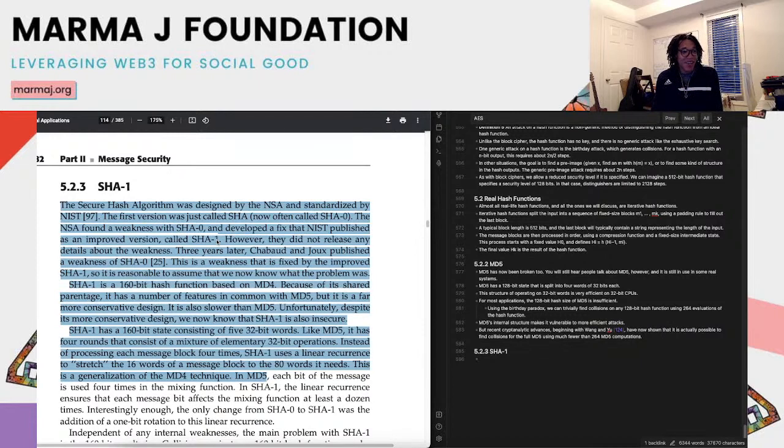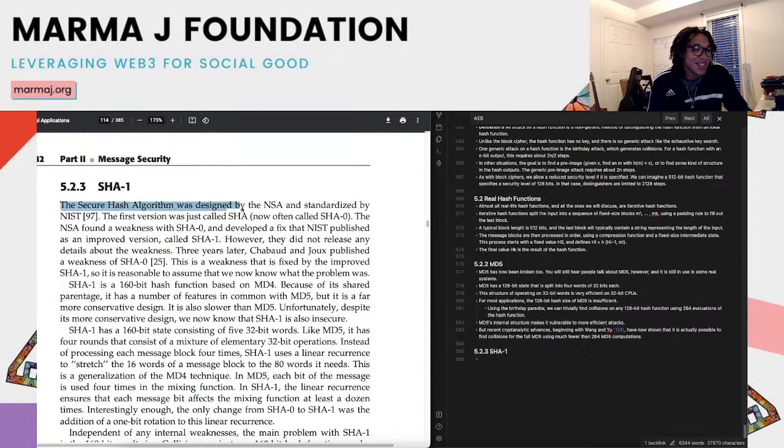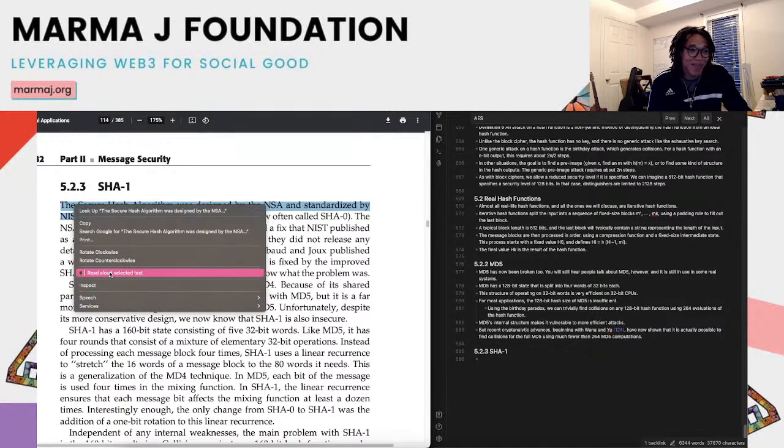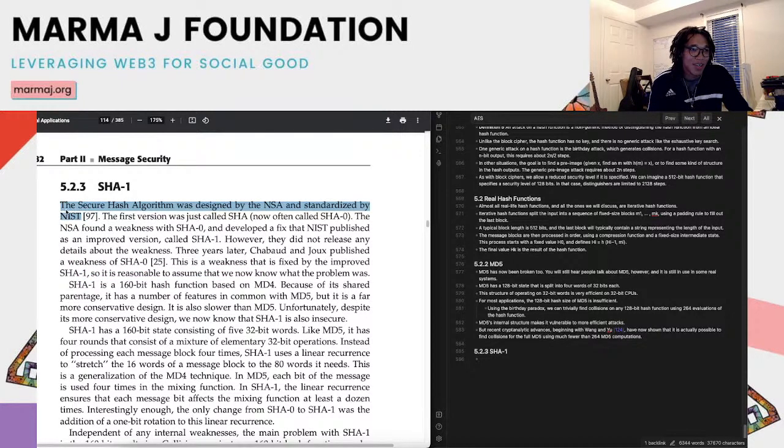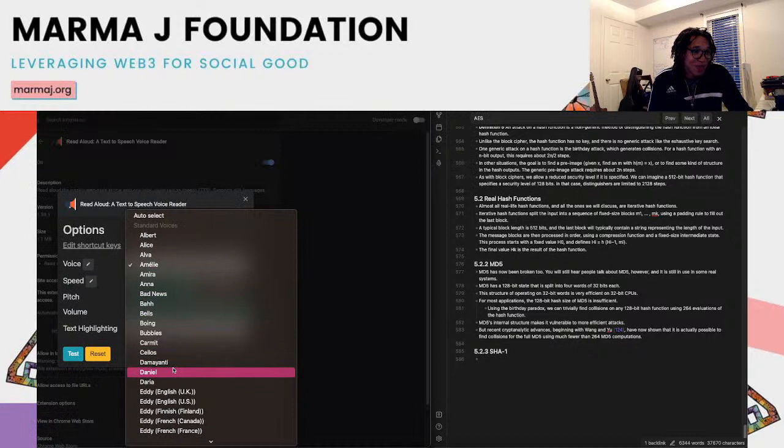What is happening right now? That was like half French, half not French. It just translated the English textbook into French. I'm like, okay, so if I just took this, it's actually in French. The Secure Hash Algorithm was designed by the NSA and standardized by NIST. Like it's translating the words. I don't know why, but it's legitimately translating it to French. And so I just need to find one of these people that speaks English.